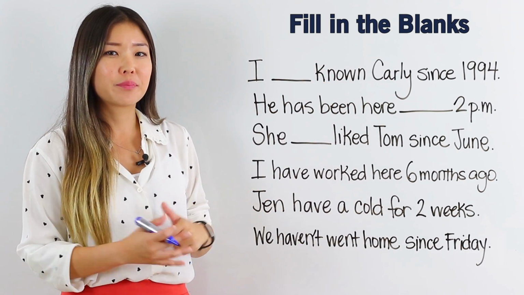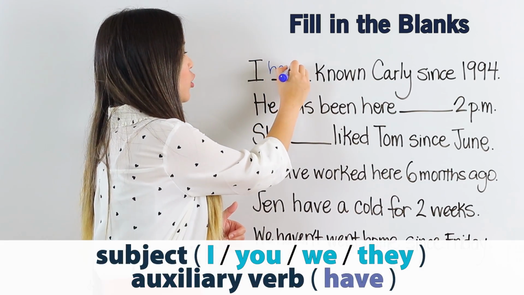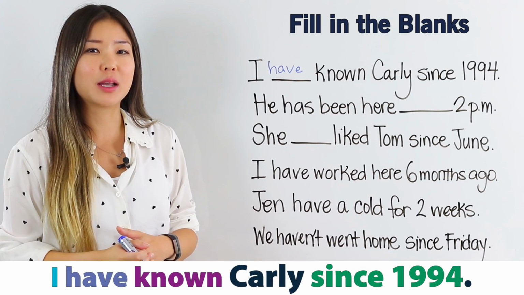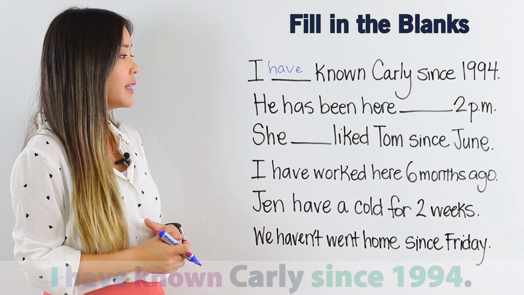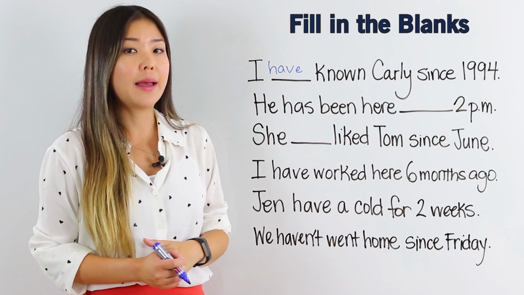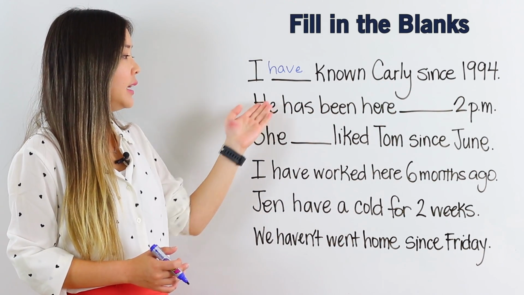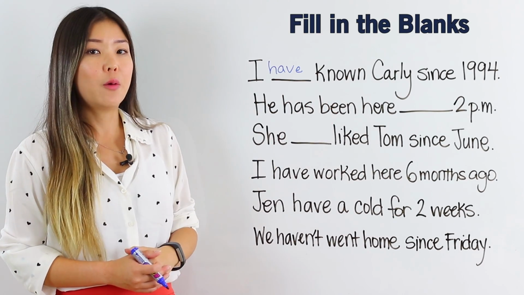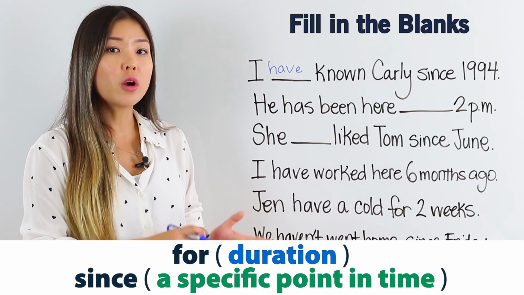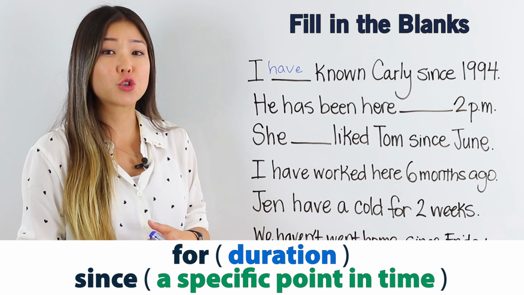What are we missing? The correct answer is have. For I, you, we, and they, we use have after the subject. The next sentence says, he has been here blank 2 p.m. Now, the first part is all there. He has been. However, remember that for the present perfect tense, we use for or since to talk about how long that action has been true.